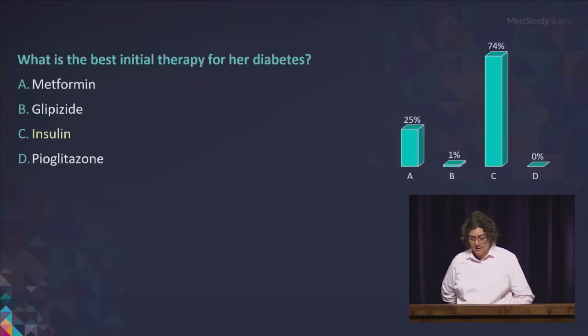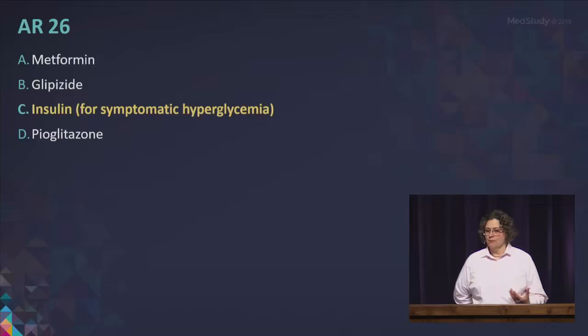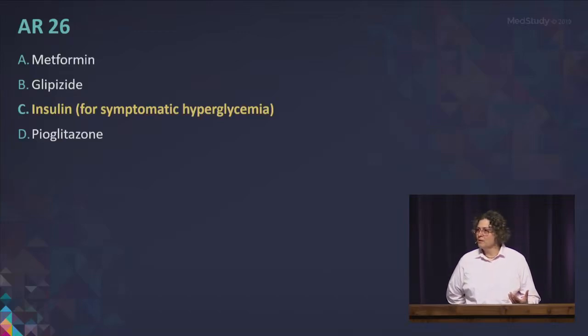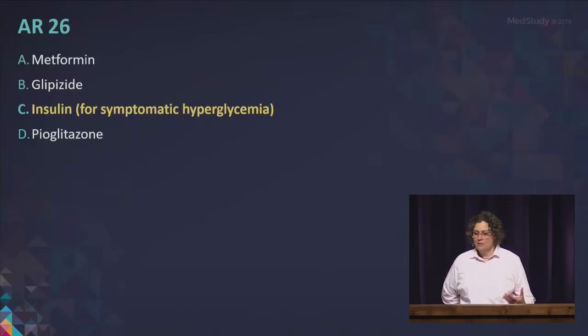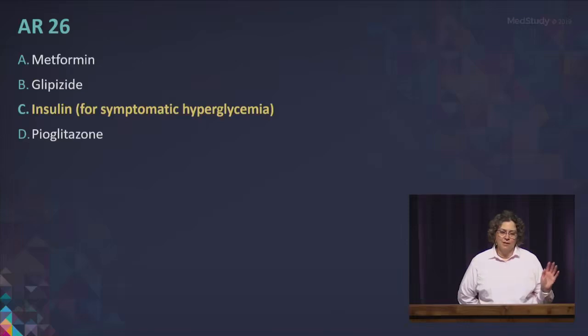The correct answer is C. The truth is all will work to lower A1C, right? But some are going to take more time than the others. The TZDs are going to take weeks because of their mechanism of action. They're activating nuclear receptors. They're moving around fat. Metformin is an insulin sensitizer. It is going to take some time to kick in. Glipizide will work now, but again, do not love sulfonylureas.